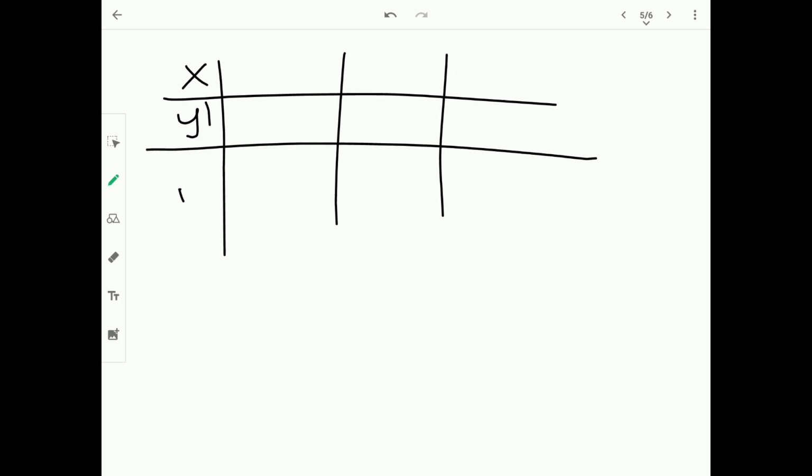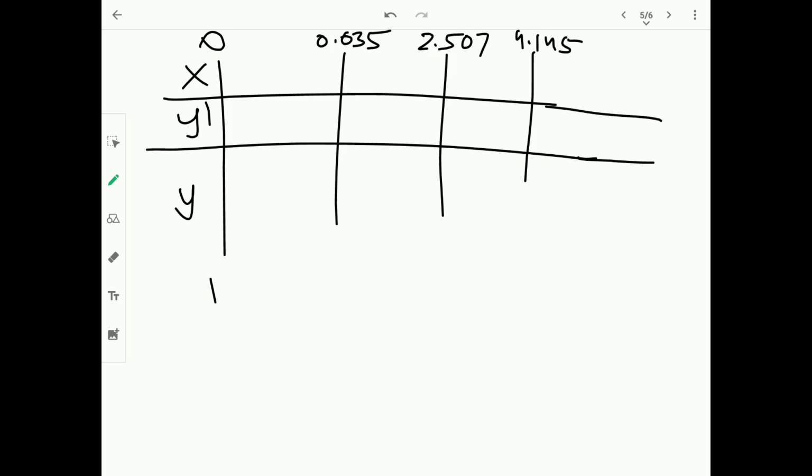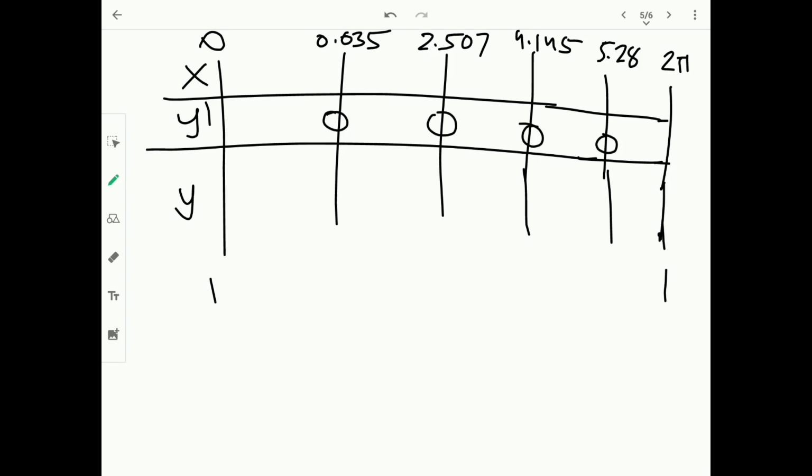X, y prime, and y. So in the beginning we have 0, 1, and then we have 0.635, 2.507. You have to put this in ascending order so it makes sense. 4.145, 5.28 because 2 pi. Right, now this was also a 1. Let's just draw it down a little. 1, right? Now this was 0, 0, 0, 0, and now let's just find the y values.